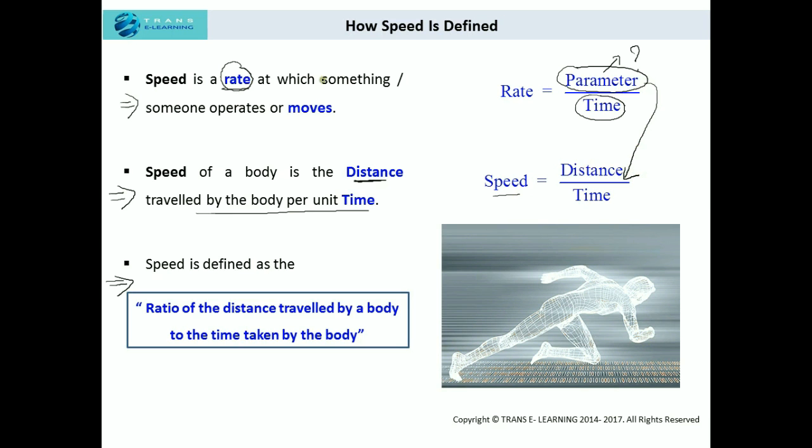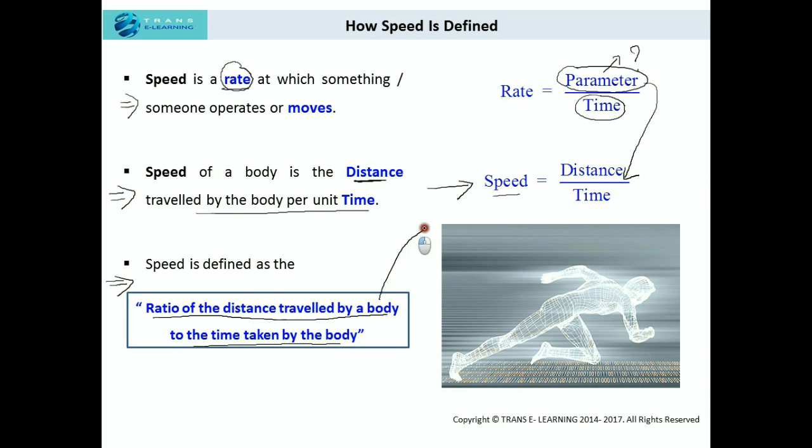That is why this first definition, speed is the rate at which something or someone operates or moves, is a very general definition. But if you want to write a definition taking the formula into account, then it is: the speed of a body is the distance traveled by the body per unit time. The third definition of speed is the ratio of the distance traveled by the body to the time taken by the body.